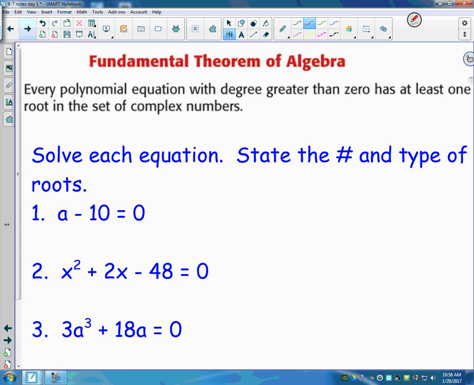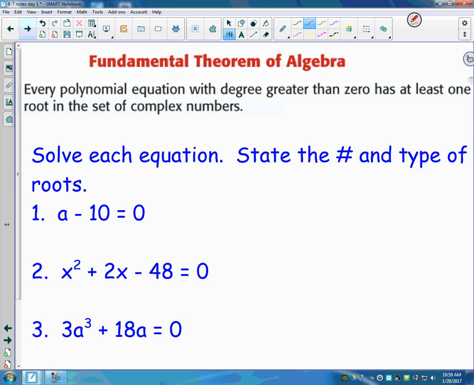So the fundamental theorem of algebra, which we've been talking about the last few days, says that every polynomial equation with a degree greater than 0 has at least one root in the set of complex numbers. There's a second part to this, which is kind of more important, but it says if you have a function that has a letter in it, that's going to be bigger than degree 0, then it has at least one root in the complex number system. It might be imaginary, but it's going to at least have one answer.